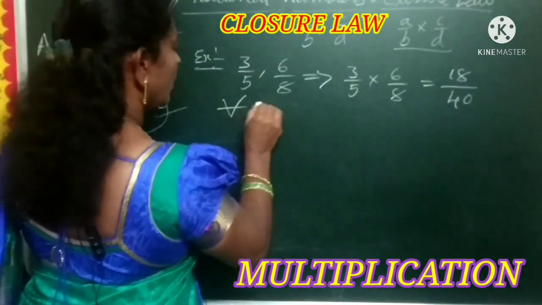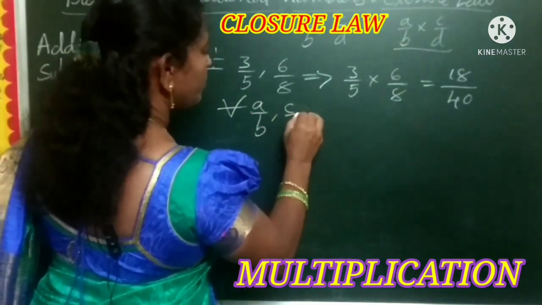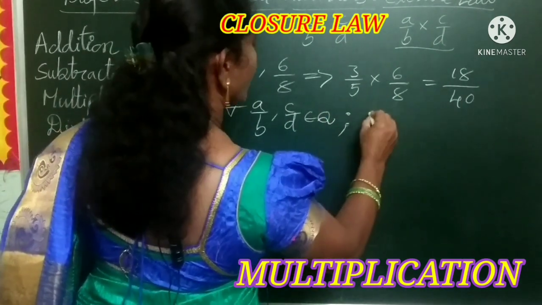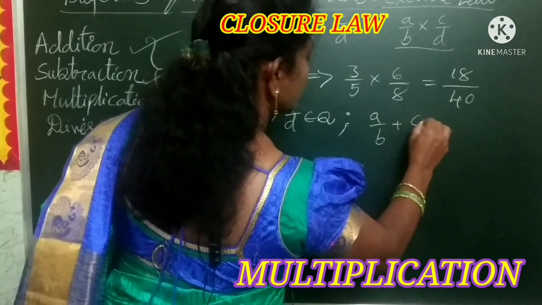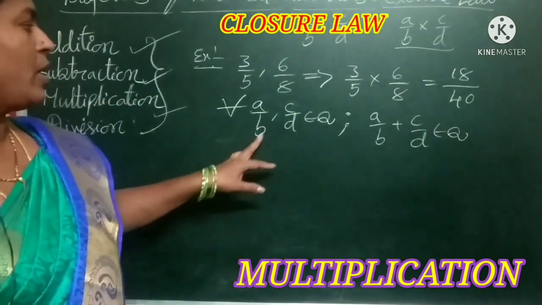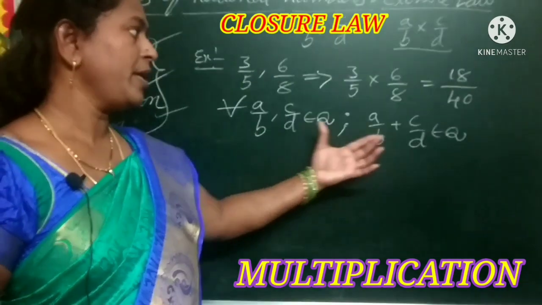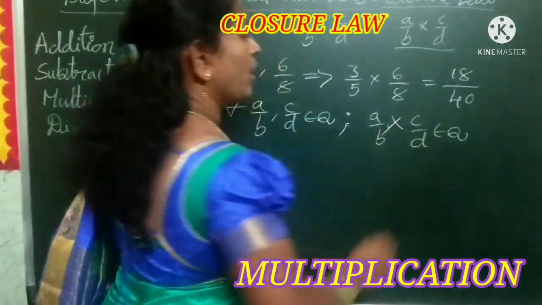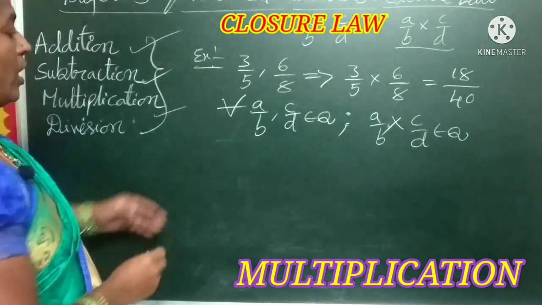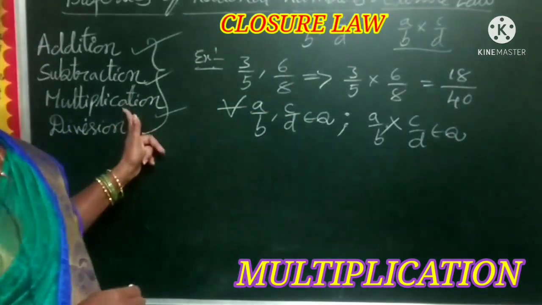Therefore for all a by b and c by d belonging to Q, a by b into c by d belongs to Q. Means a by b and c by d, two rational numbers, their product is also a rational number, right? So rational numbers are closed under multiplication.